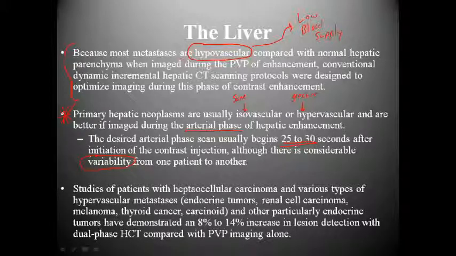Studies of patients with hepatocellular carcinoma and various types of hypervascular metastasis, such as endocrine tumors, renal cell carcinoma, melanoma, thyroid cancer, carcinoid, and other particularly endocrine tumors, have demonstrated an 8 to 14% increase in lesion detection with dual-phase HCT compared with just PVP imaging alone. And so keep this in mind, this 8 to 14% number, thanks to dual phase. And so that's why dual phase has gained quite a bit of prominence based on new CT technology.